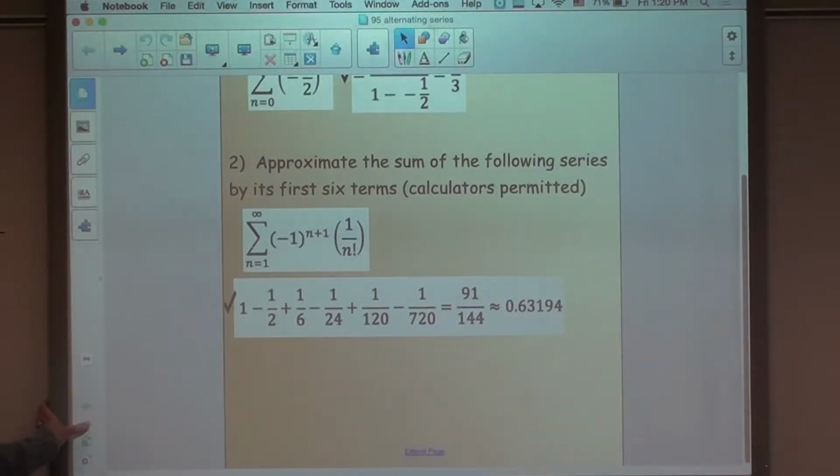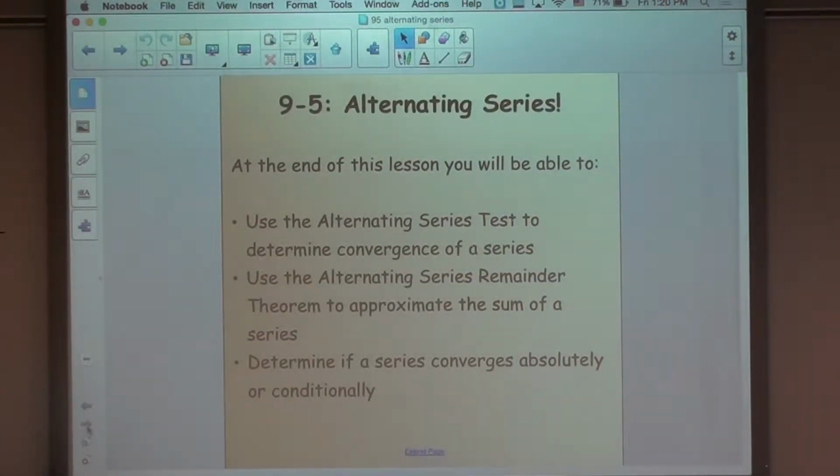Save those batteries. Today we're going to learn how to determine convergence of alternating series. We're also going to learn how to approximate the sum of an alternating series within a specified amount of error. And then the last thing we're going to do is determine if an alternating series converges absolutely or conditionally.